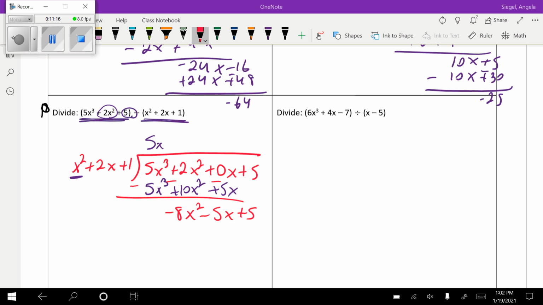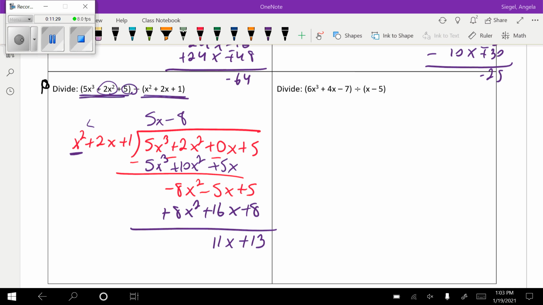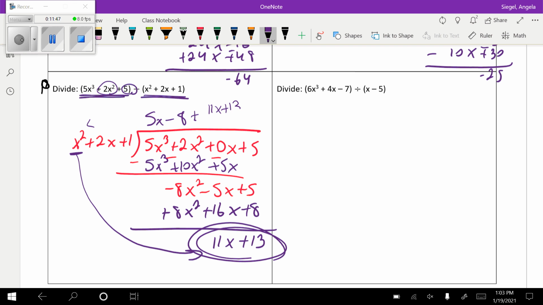Okay, so now I'm going to ask myself again, how do I go from x squared to negative 8x squared? And I'm missing a negative 8, so I'm going to multiply everything through here. So go ahead and do that. So you should be left with 11x plus 13. And here's where you know that you're done, because these get kind of confusing. I cannot take x squared into 11x. So I'm done. So I'm going to say plus 11x plus 13 over what I'm dividing by. And this is my final answer.